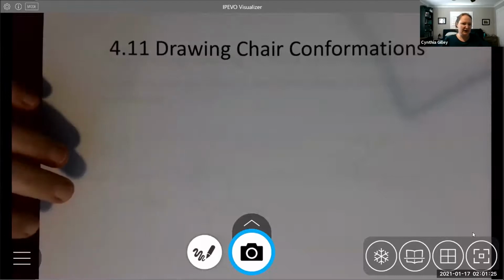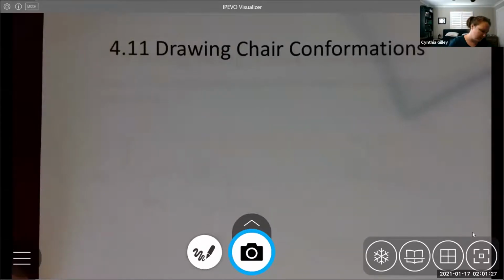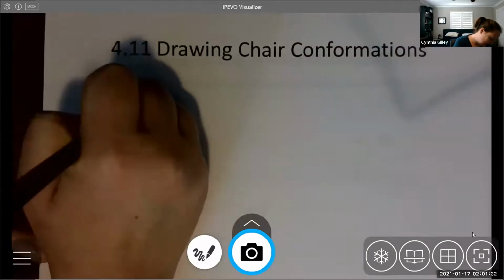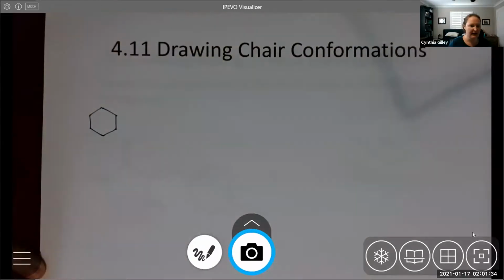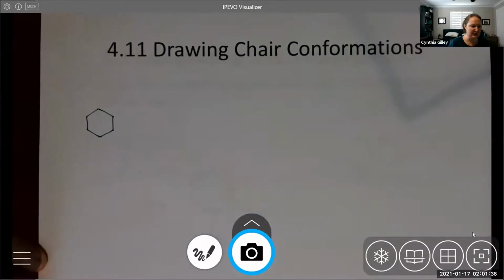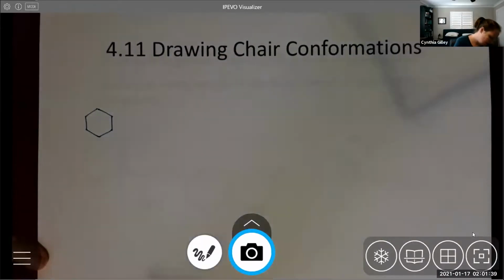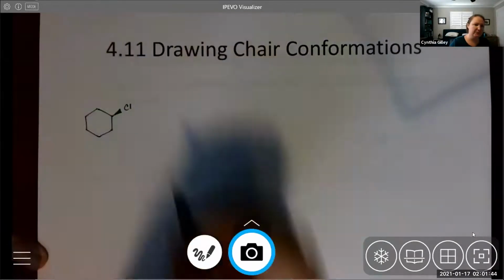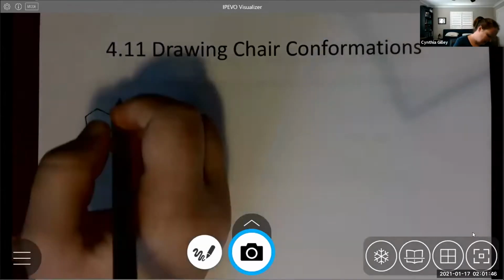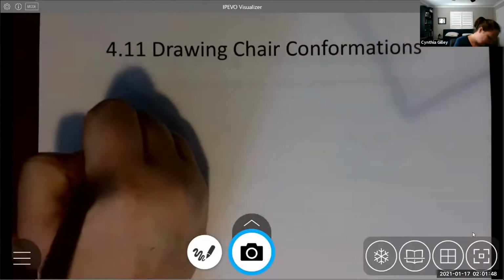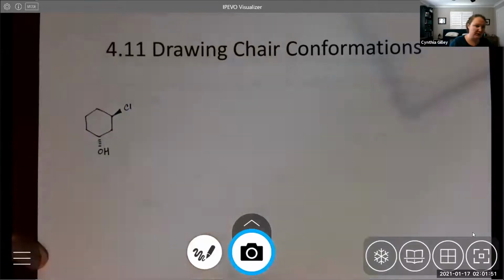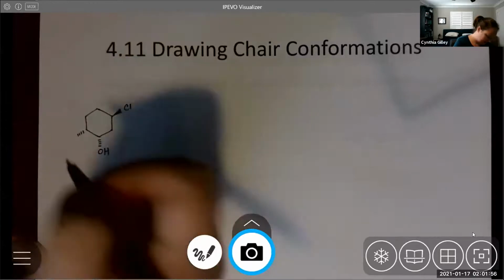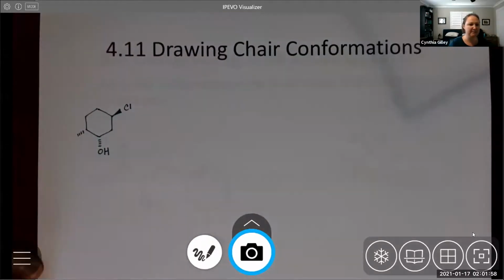Okay, so when drawing a chair conformation, what we're going to do is draw those for cyclohexanes. Drawing a cyclohexane, let's go ahead and put some substituents attached to that as well. So maybe there is an up chlorine, and then maybe two carbons away, we have a down hydroxyl group. Right next to that, we'll have another down, just methyl. So I'll just leave it.